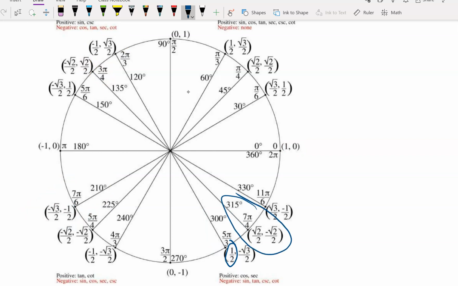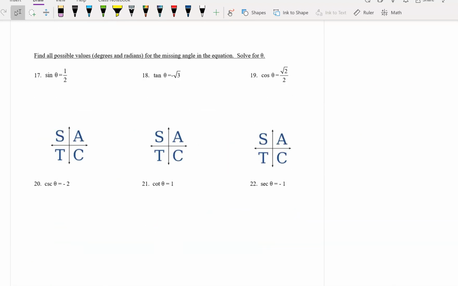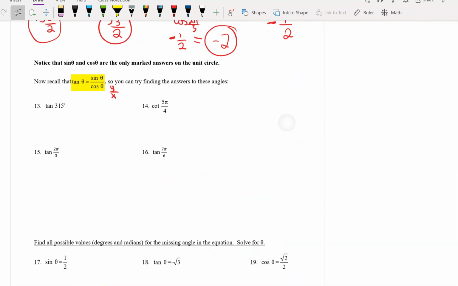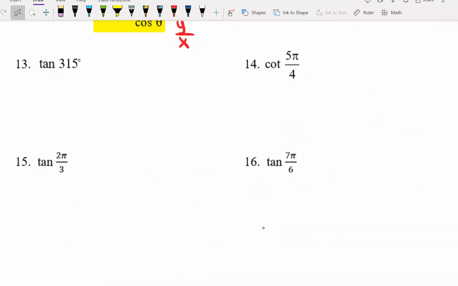And tangent is going to be y over x, or sine over cosine. Well, since sine and cosine are the same numbers, whenever you divide something by itself, you just get 1. So root 2 over 2 divided by root 2 over 2 is just going to be 1. But the fact that there's a negative here means our answer is going to be negative 1, which hopefully makes sense because tangent should be negative in that fourth quadrant.